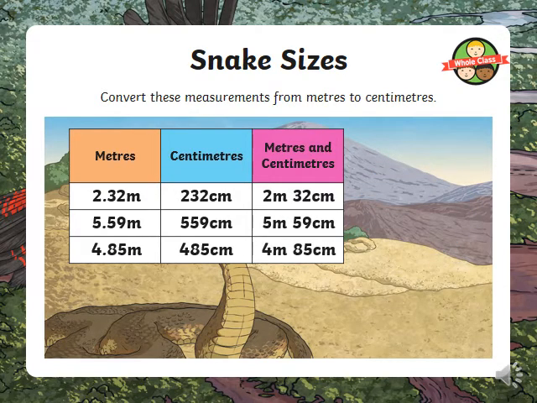Let's have a look and see. 232 centimeters is 2 meters and 32 centimeters. 559 centimeters is 5 meters and 59 centimeters. And 485 centimeters is 4 meters and 85 centimeters. Well done if you managed to do those ones.